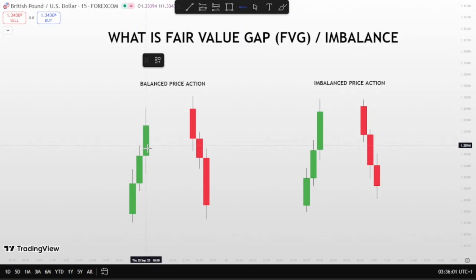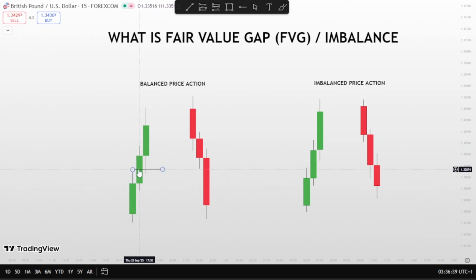So fair value gap is a pattern whereby the high of the first candle is not connected with the low of the third candle. In a bullish example, let me show you guys what it looks like. So here you can see this is a bullish example, and look at this candle. This is the wick, this is the high of this candle. Let's mark it out like this. This is the high of this candle here, and you can see that the low of this candle overlaps with the high of this candle. So this is not a fair value gap.